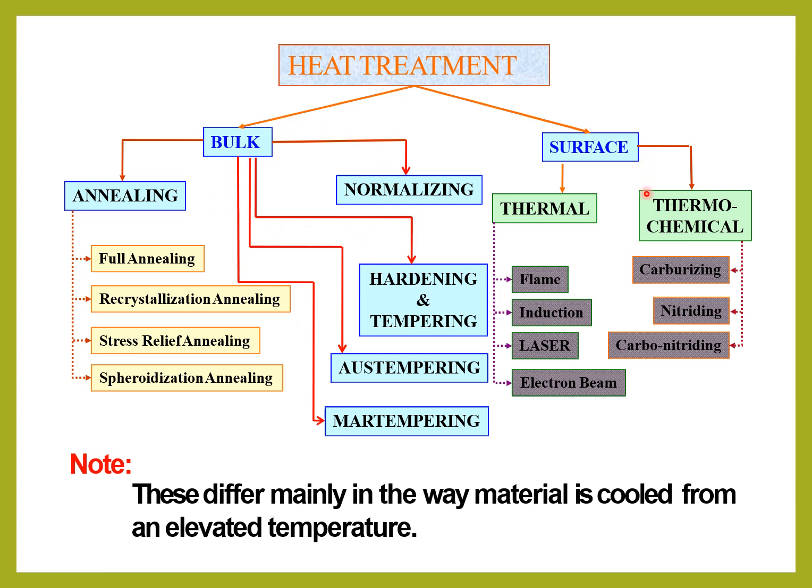And surface, so only the surface alone will change. This one has two major classifications, thermal and thermochemical. Thermal means flame hardening, induction hardening, laser and electron beam hardening. And in thermochemical we have the carburizing process, nitriding and carbonitriding process. So this is about heat treatment classification.